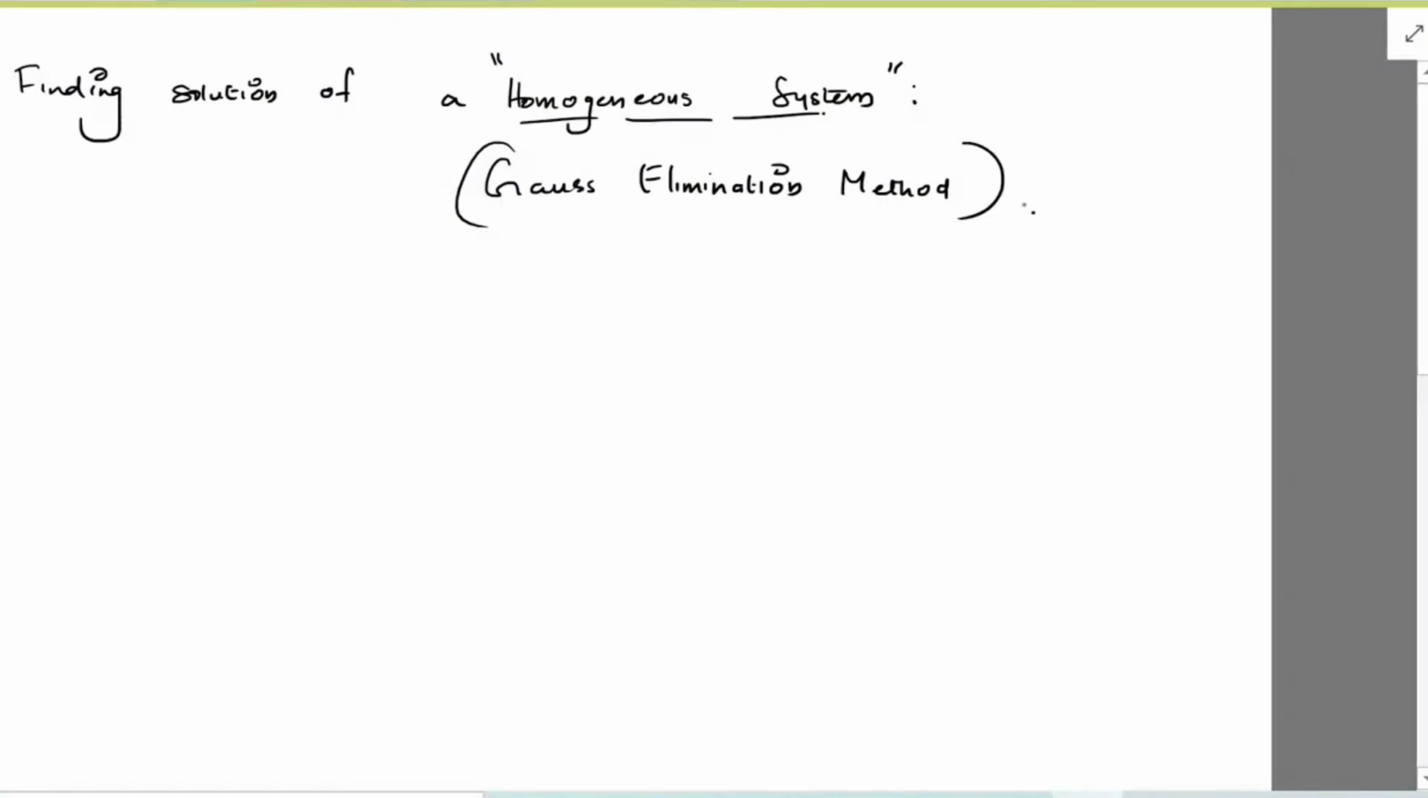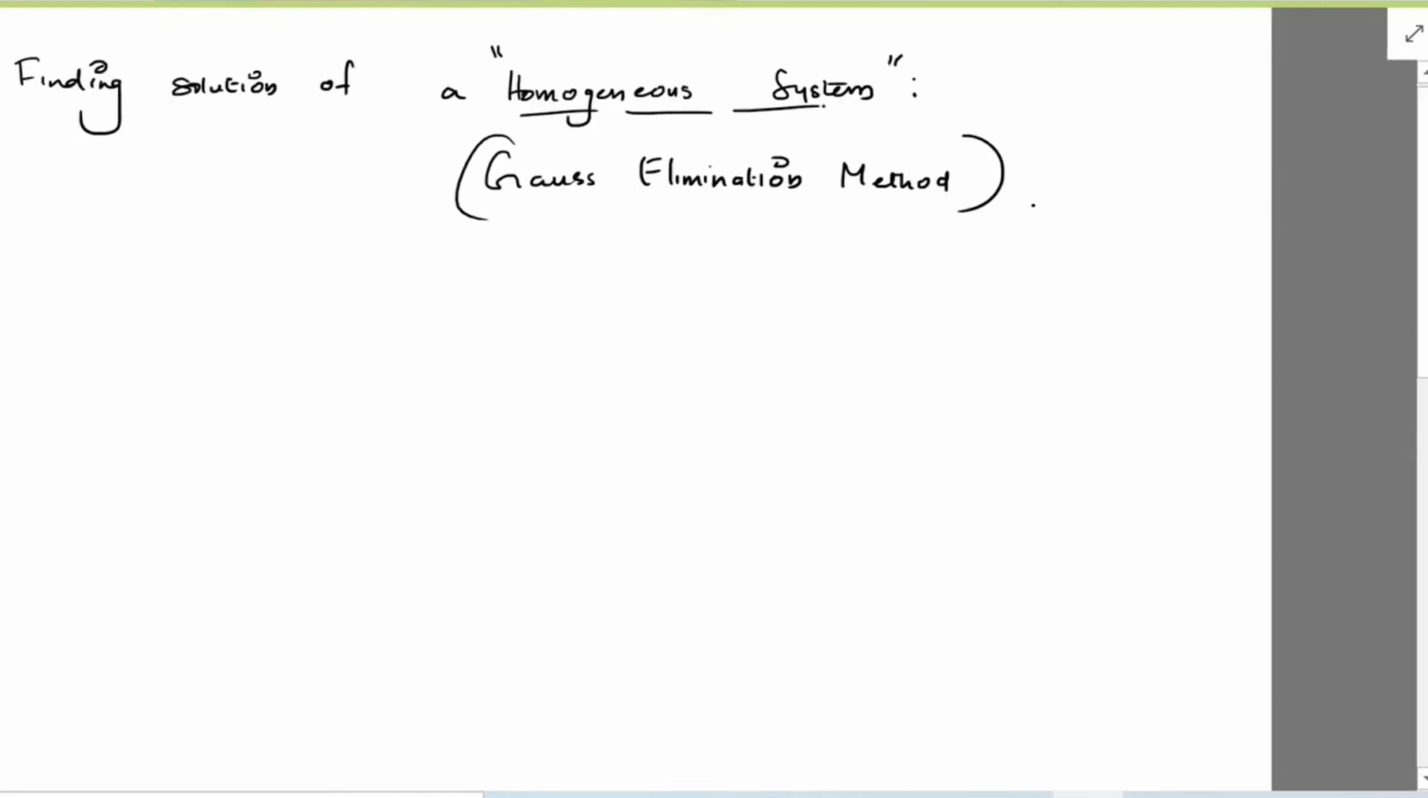So in the first class, I said there are two possibilities for the solution for a homogeneous system. What are the possibilities for the solution? First of all, what is a homogeneous system? You have to tell me what is a homogeneous system.